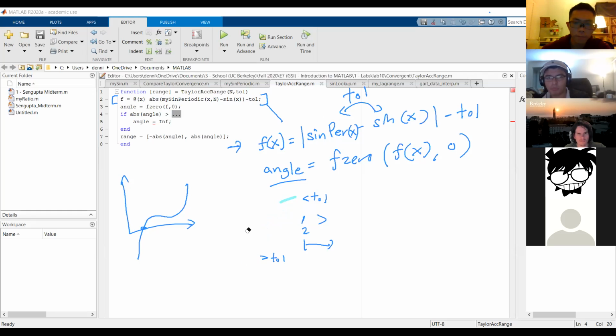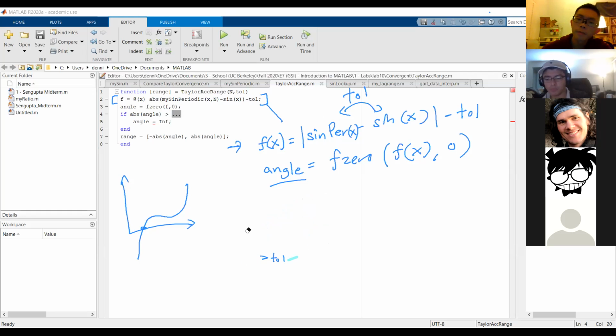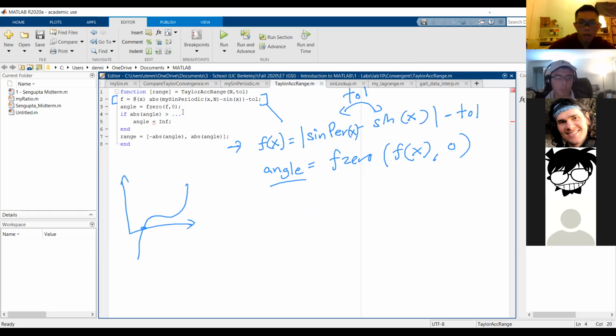Sorry? It's greater than pi. Right. If this is greater than pi, that means we're not concerned about it. Our sine periodic only takes values that are between negative pi and pi. So if this is true, if the inaccuracy threshold angle is greater than pi, then that means that sine periodic is always good enough.